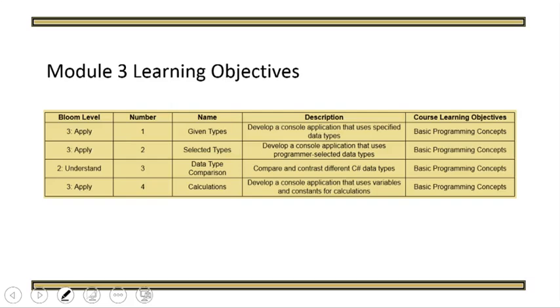Last time, we talked about the different C# data types we have to represent integers. This time, we're going to talk about the C# data types we have to represent real numbers. Before we start that conversation, here's a reminder of the Module 3 learning objectives.